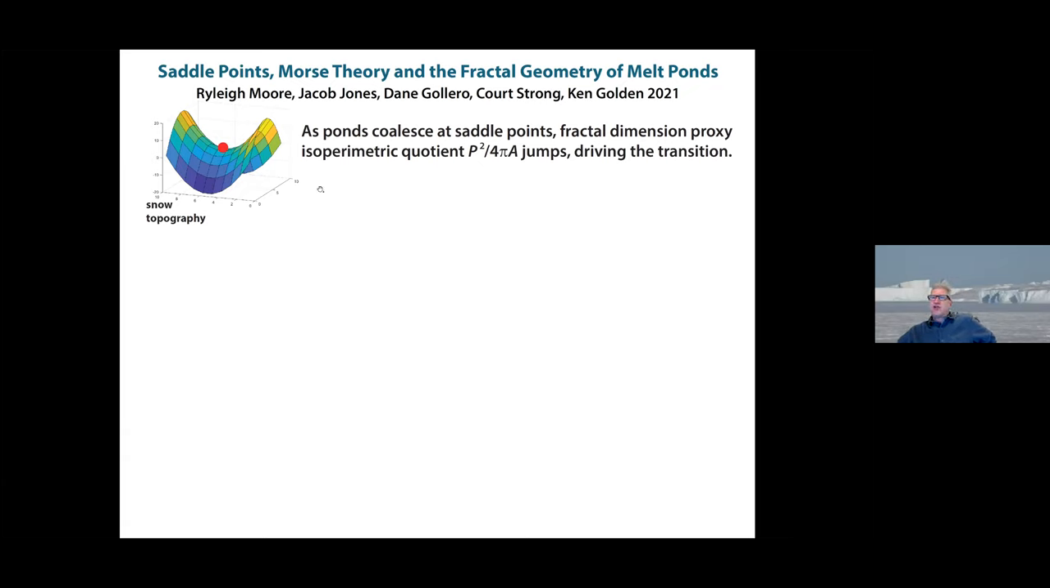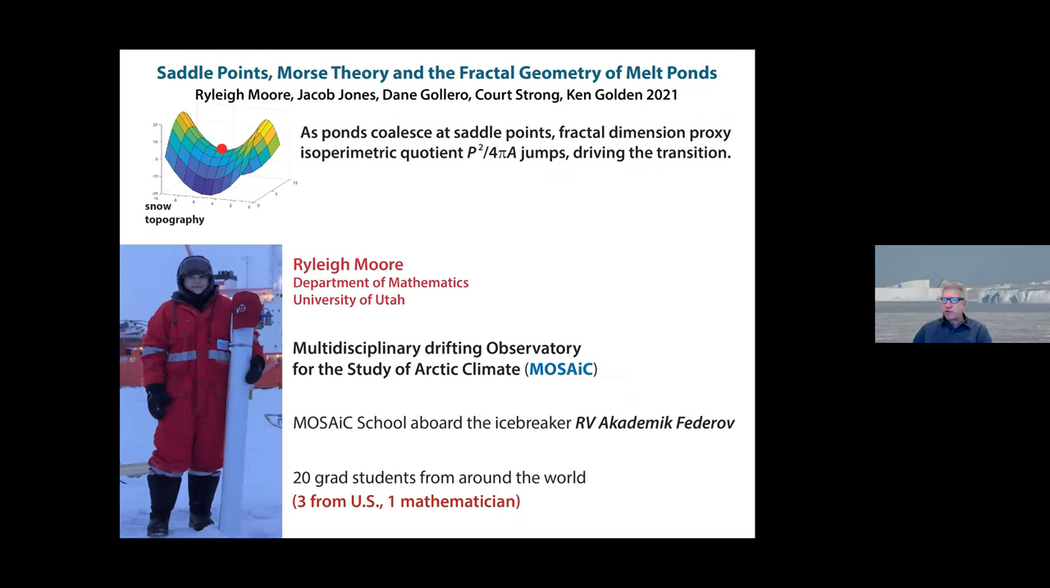saddle points. It turns out when ponds connect up through saddle points, a proxy for the fractal dimension, namely the isoperimetric quotient, the square of the perimeter over 4 pi times the area, jumps. And that's what actually drives the transition. This was done by Riley Moore, a graduate student here.